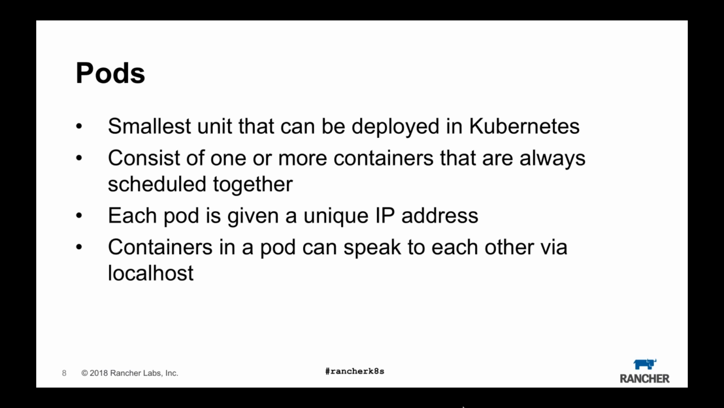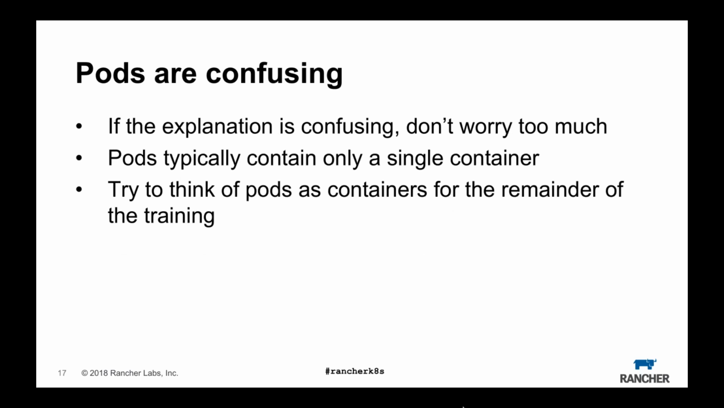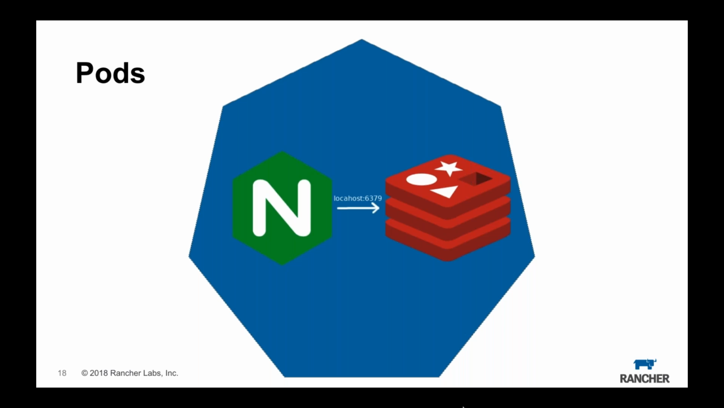If you want to compare this to the Docker world, the smallest unit in Docker is the container. But when it comes to Kubernetes, one or more containers together in a group is called a pod, and the pod becomes the smallest unit of deployment. So that's why pods are a little confusing when compared to the container world. Don't worry too much if it sounds confusing, because pods usually contain only a single container. So try to think of pods as containers for the remainder of the training.